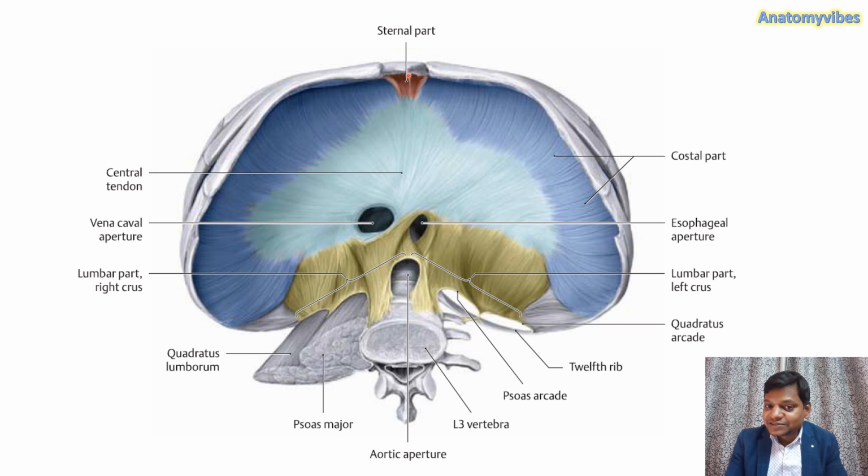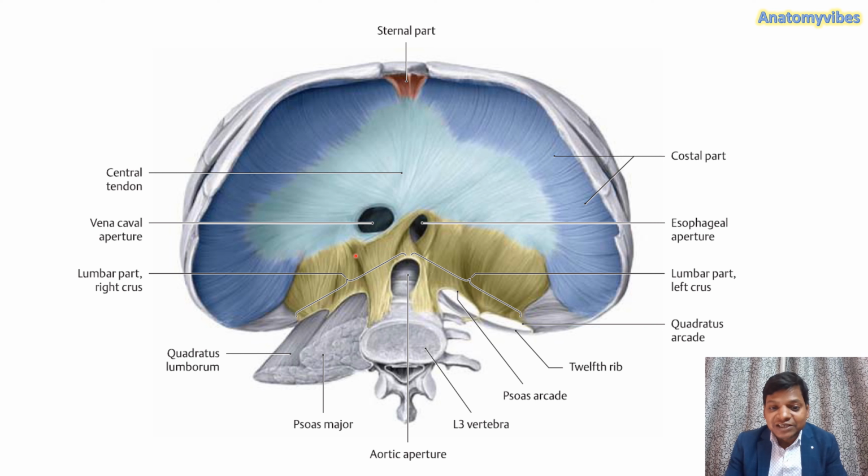Sternal part, xiphoid process, origin. Lower six ribs, you can see it is also originating from the lower six ribs. Which surface? Inner surface, along with the costal cartilages. So this is the overall origin, and finally they are going to attach to the central tendon of diaphragm, this trifoliate appearance, central tendon of diaphragm.